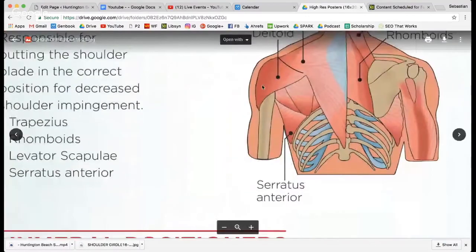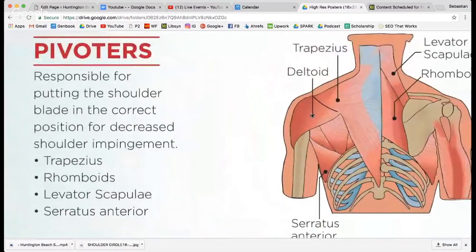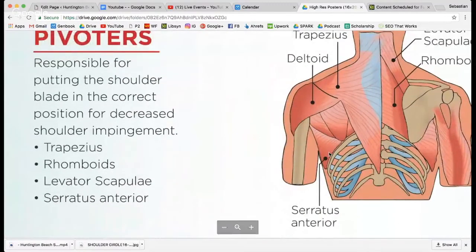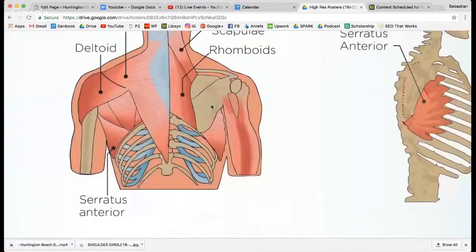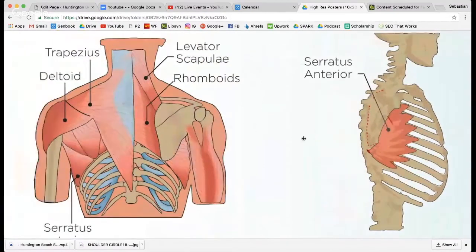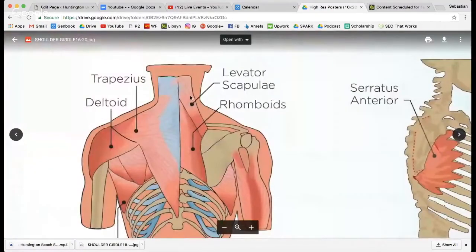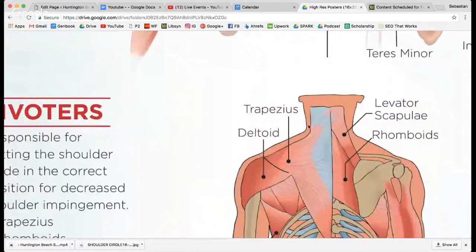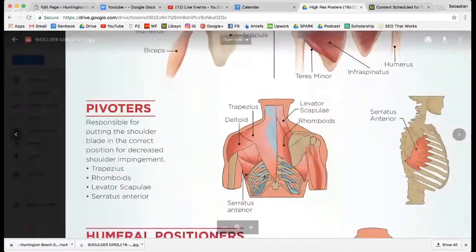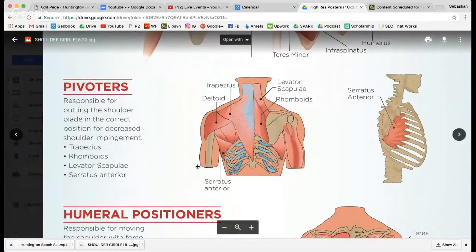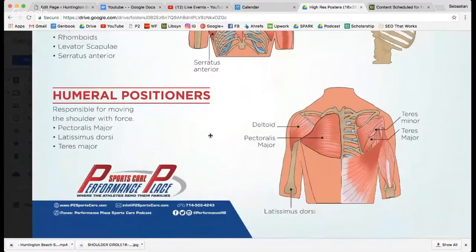The deltoid is not a pivoter of the shoulder blade. Let me be clear about that. The serratus anterior is always a little bit hard to depict, so I had a side view all on its own. It's actually kind of into the rib cage region, on the front side of the blade. It's on the back side. Now we have the levator scapula right here, and we have the rhomboids. All of these muscles' job is to put the shoulder blade into the best position possible to transfer weight and transfer load, which then brings us to the humeral positioners.